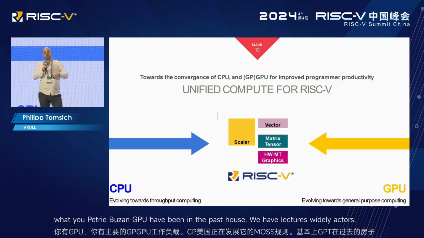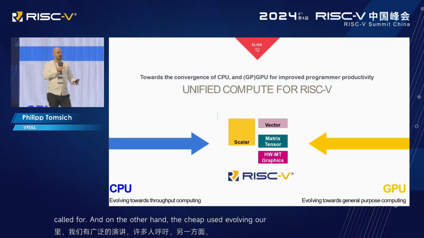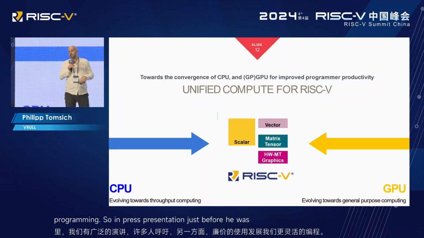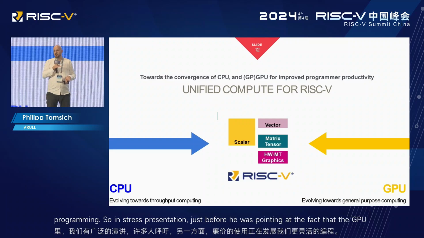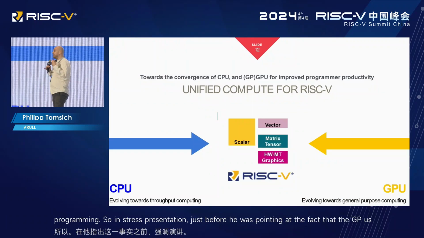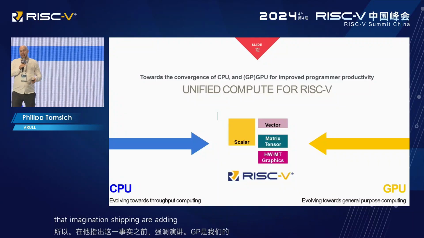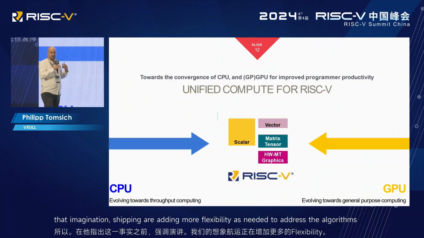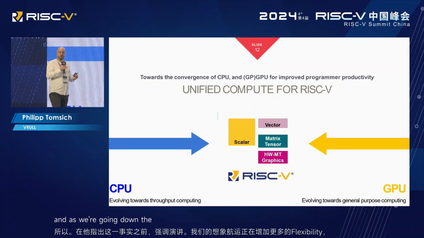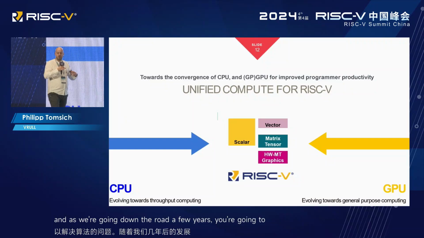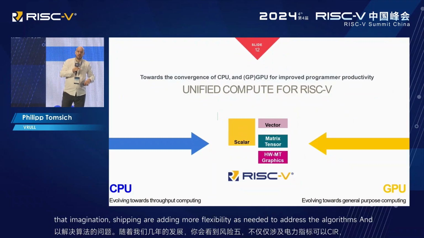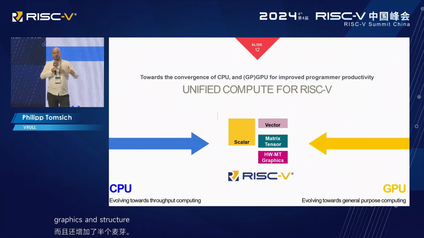And on the other hand, the GPU is evolving towards more flexible programming. So in Shreyas' presentation just before, he was pointing at the fact that the GPUs that Imagination is shipping are adding more flexibility as needed to address new algorithms. And as we're going down that road, in a few years, you're going to see RISC-V evolving, not just towards matrix and tensor, but also adding hardware multithreading and graphics instructions so that we can do everything on a single resource.